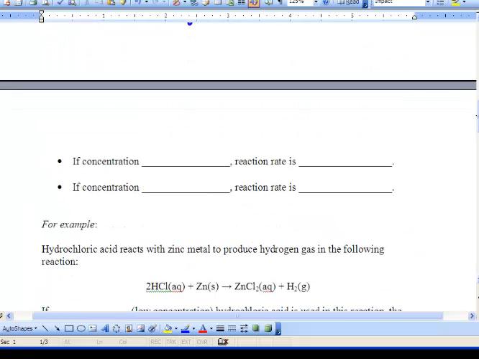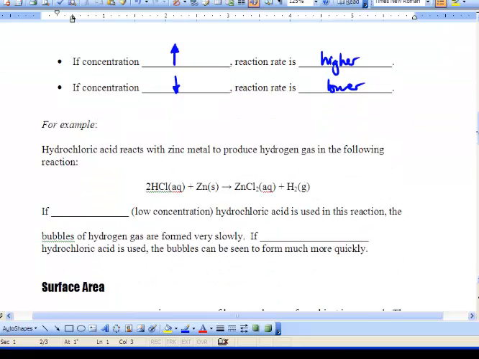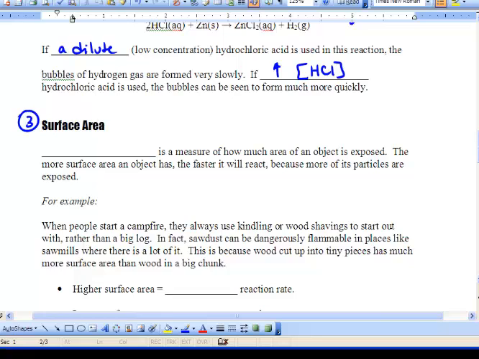Now, if concentration is increased, the reaction rate is higher. Now, if the concentration is decreased, the reaction rate is lower. So we're talking about speed there. So for example, if we have hydrochloric acid and we mix it with zinc metal to produce hydrogen gas in the following reaction, if a dilute concentration of hydrochloric acid is used, the bubbles of the hydrogen gas are formed very slowly. But if a high concentration of HCl is used, the bubbles can be seen and they form more quickly. All right. And now we remember if we've got an acid plus a metal, we get a salt plus hydrogen gas.